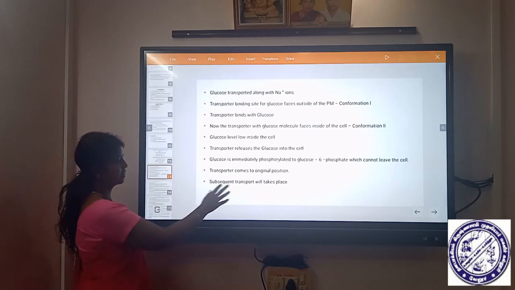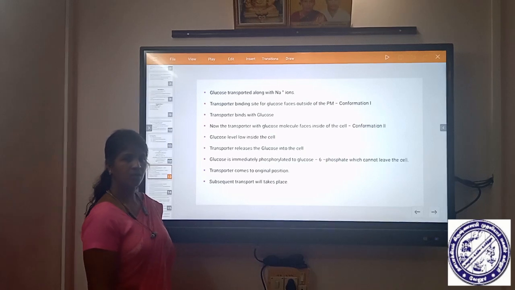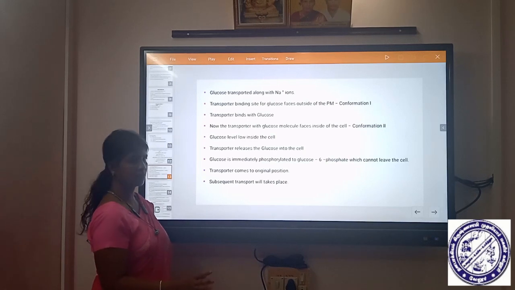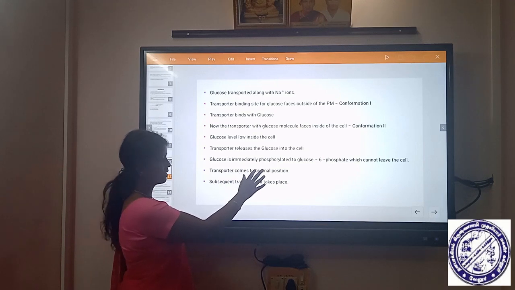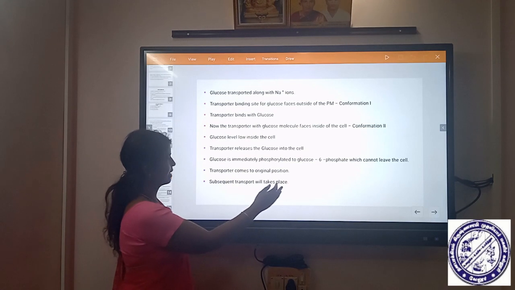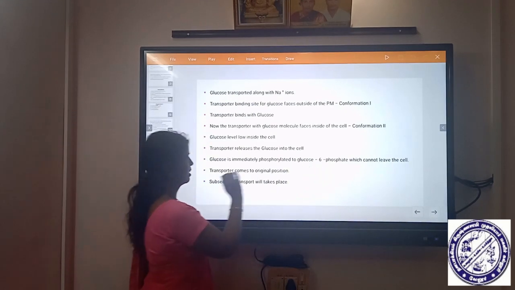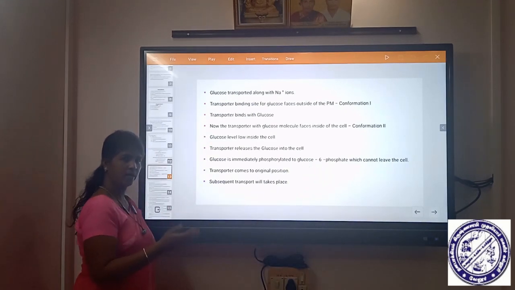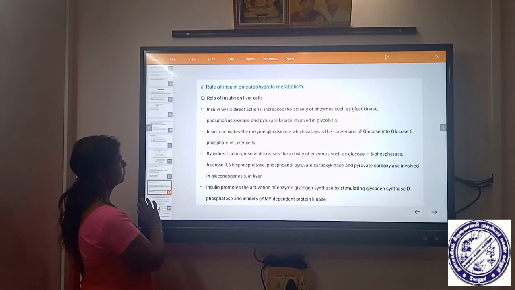Then the glucose transporter comes back to the original position and binds to another glucose molecule. This process subsequently goes on. Whenever the glucose molecule is released into the cell, it immediately gets phosphorylated to form glucose 6-phosphate in order to reduce the concentration of glucose inside the cell.